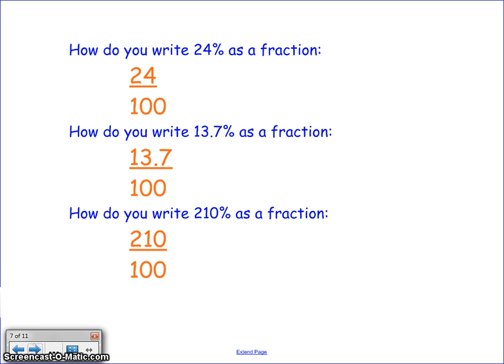Let's review for just a second. How do you write 24% as a fraction? 24 over 100. How do you write 13.7% as a fraction? 13.7 over 100. How do you write 210% as a fraction? 210 over 100. A quick review for you.